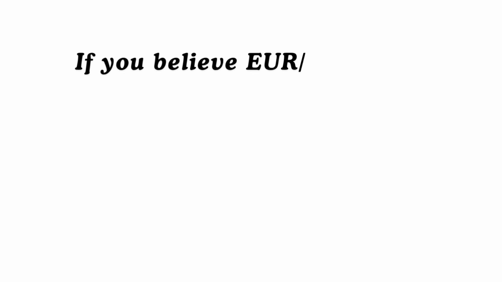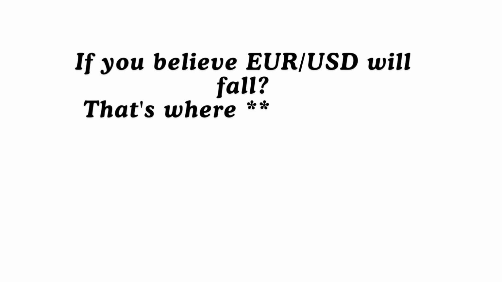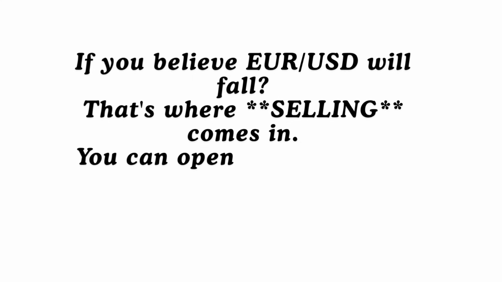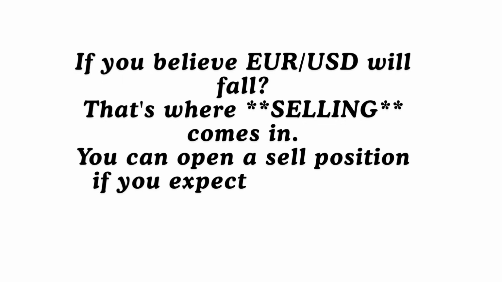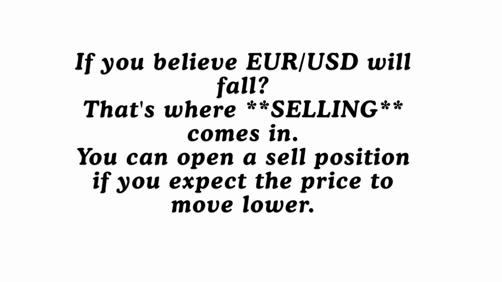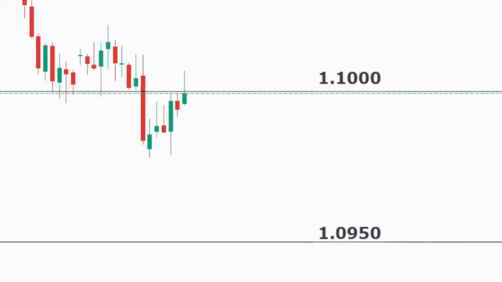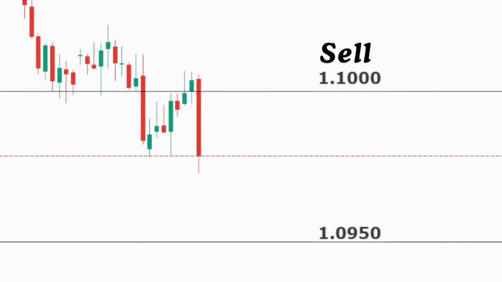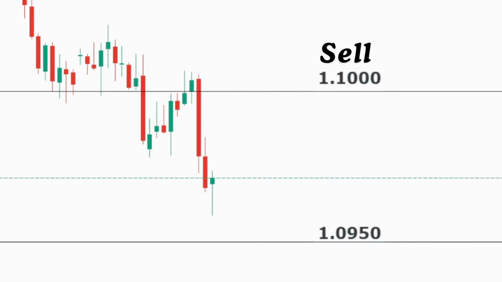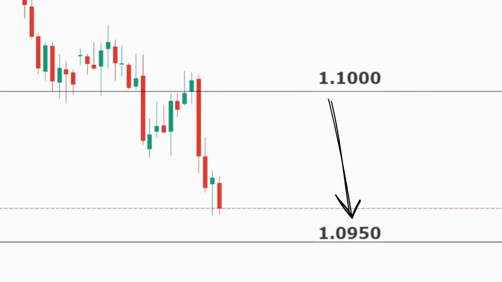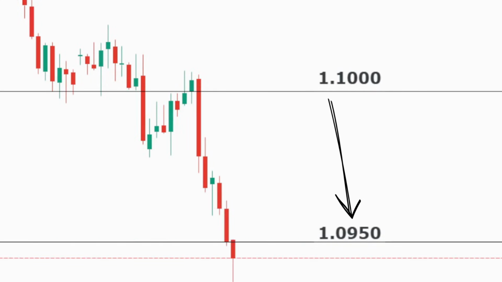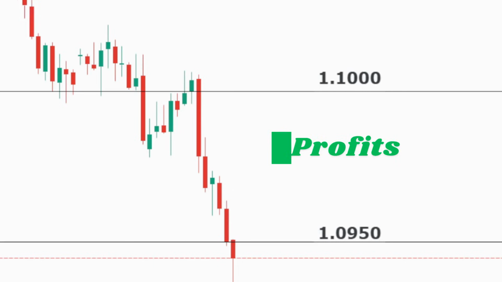But what if you believe Euro USD will fall? That's where selling comes in. You can open a sell position if you expect the price to move lower. Imagine Euro USD is at 1.1. You sell because you expect the price to fall. Later, it drops to 1.095 because the market moved downward, in the direction you predicted. That trade could generate a profit depending on your position size and trading cost.